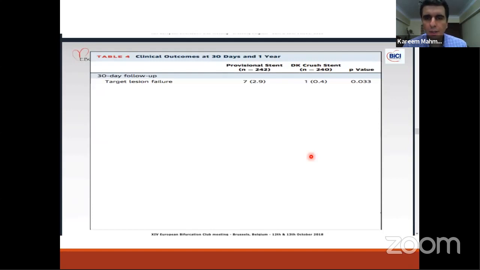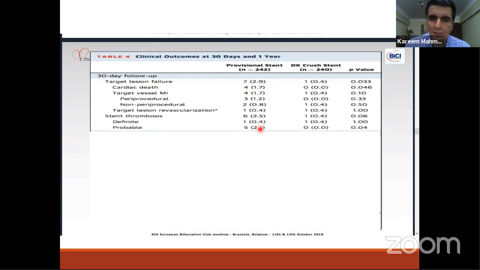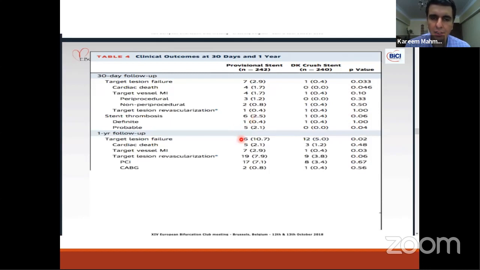Regarding the follow-up, at 1 month the composite endpoint of target lesion failure was higher in the provisional stenting, driven mainly by cardiac death. We had 4 deaths in the provisional stenting and no death in the DK crush. There is a trend that stent thrombosis was higher in the provisional stenting arm. After 1 year, the target lesion failure was again significantly higher in the provisional stenting, mainly driven by target vessel myocardial infarction, with a trend that target lesion revascularization was also higher in the provisional stenting. Stent thrombosis was also higher in the provisional stenting arm.